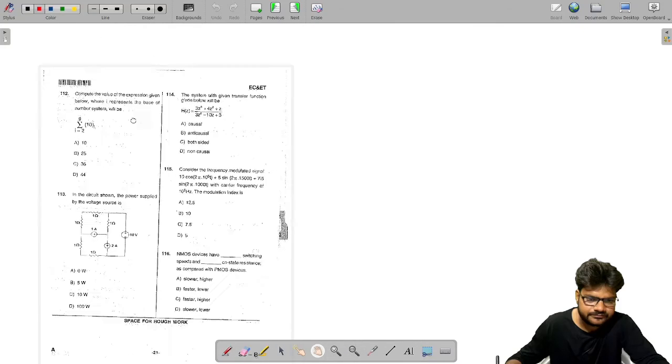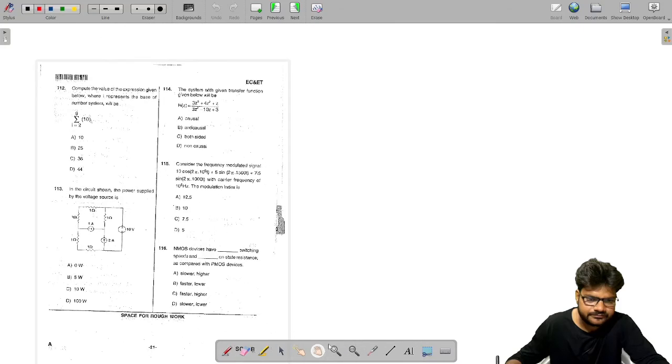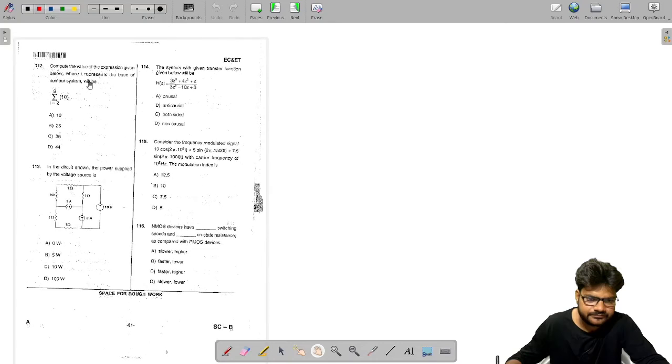So the question is 112. Compute the value of the expression given below, where I represents the base of the number system. This question is from digital electronics, and we are given the summation for I from 2 up to 9 of 10 base I, where I is the base, and we know how to write numbers in terms of a base.